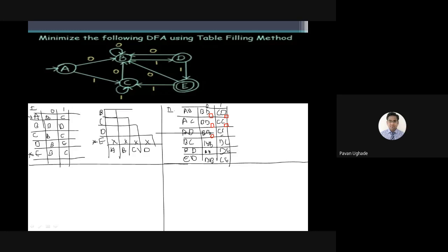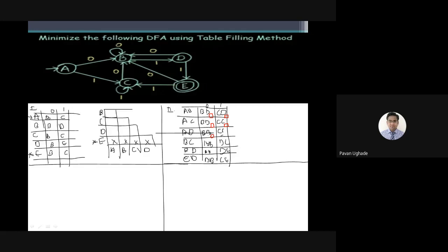Okay, I got one more answer. Yes, she has got the correct answer. Sana, you got the correct answer. Great.